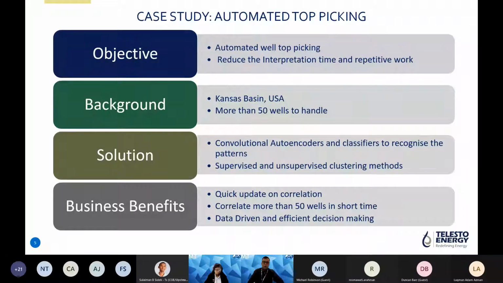So how did we do that? We used convolutional autoencoders and classifiers to recognize the pattern, and we used supervised and unsupervised clustering methods. How does this benefit? Like I said earlier, it's a quick update on correlation. Say you have 2 or 3 wells of data coming in. You don't have to go through the whole correlation again. You can simply automate and do a quick QC. It doesn't matter how many wells you have, whether a few wells or more than 50 or 100 wells, it can be done very quickly. It's purely data driven, it follows the existing patterns, and it really helps in efficient decision making.